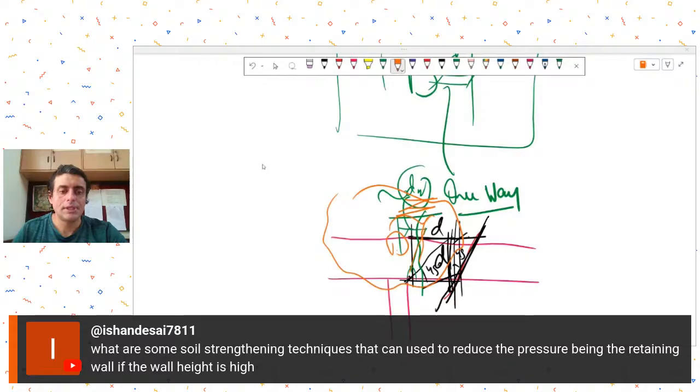Then Mr. Ishan is asking, what are some soil strengthening techniques that can be used to reduce the pressure? No, you cannot reduce the pressure. Pressure is pressure. It depends on what external loads are being applied. So you cannot reduce the pressure. You may be able to increase the capacity of soil. So you may think of adding piles, maybe.